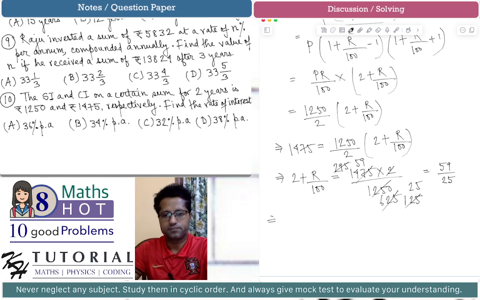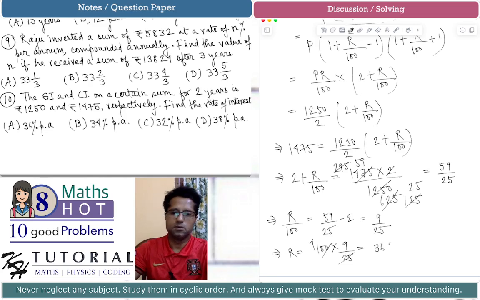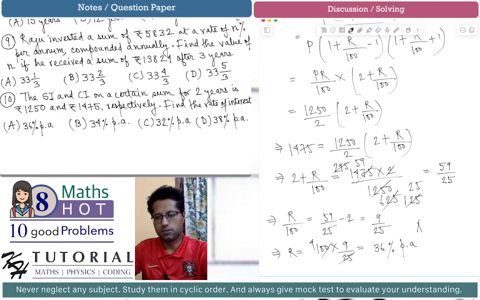So this implies, now we have a linear equation in R, we can find R. So R by 100 is equal to 59 by 25 minus 2. If you simplify, this will become 9 by 25. So this implies R is equal to 100 multiplied by 9 by 25, which is equal to 36. So R is 36% per annum. So the correct choice is A.